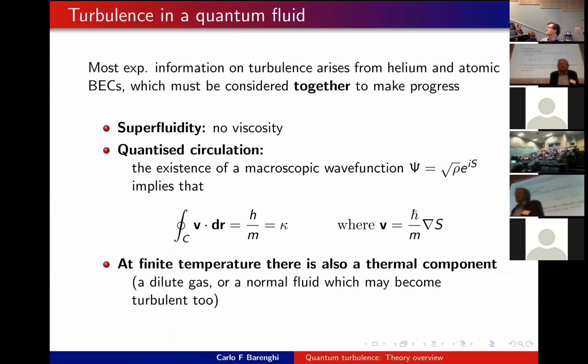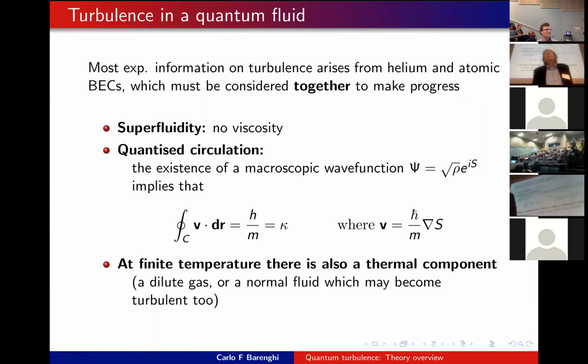Most information which we have about quantum turbulence comes from experiments with liquid helium, helium-4, helium-3, and atomic gases. Now, those are not the only quantum fluids. There are others which are important, for example, neutron stars, polariton condensates, etc. But everything which I say mainly refers to helium and atomic BECs. And I think it's important to consider them together to make progress because they all share the same important properties of quantum turbulence, which are the following three properties.